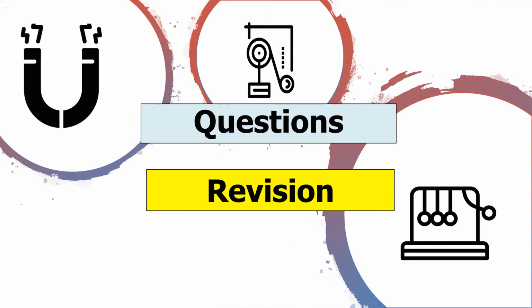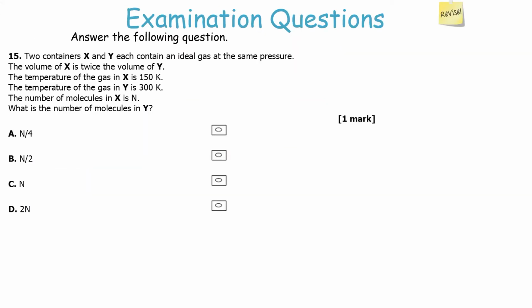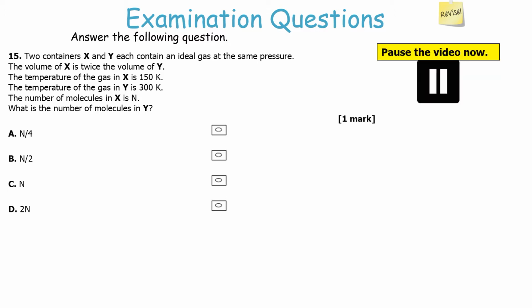So let's have a look at a few questions, starting off with thermal physics. In this revision session we're only going to focus on multiple choice questions. Let's have a look at the following question. Two containers X and Y each contain an ideal gas at the same pressure. The volume of X is twice the volume of Y. The temperature of the gas in X is 150 Kelvin. The temperature of the gas in Y is 300 Kelvin. The number of molecules in X is N. What is the number of molecules in Y? Pause the video now, then unpause the video when you want to go through your answer.